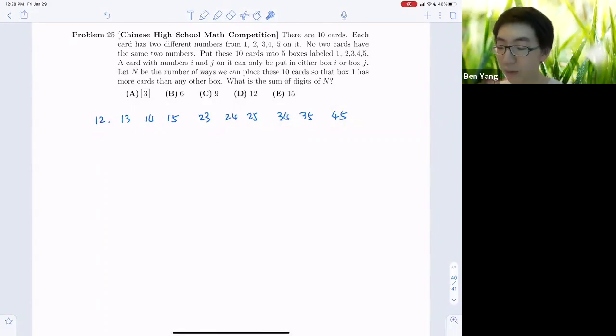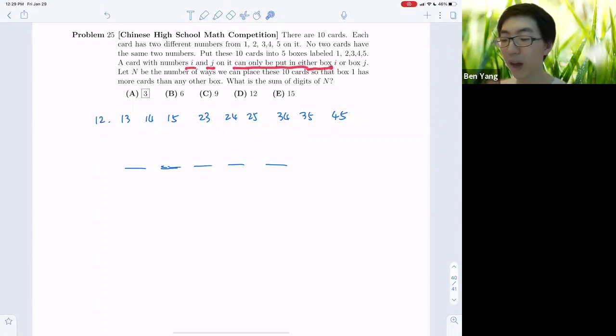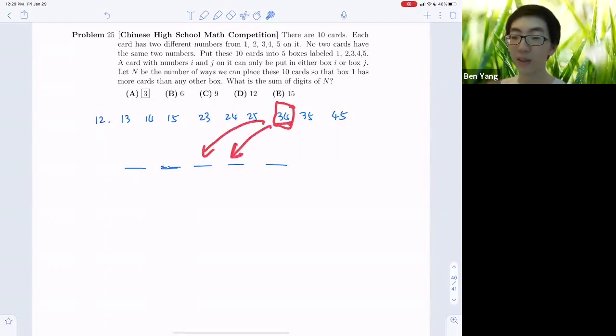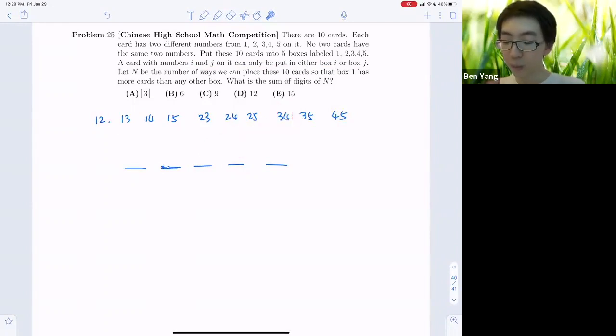We put these 10 cards into 5 boxes labeled 1, 2, 3, 4, 5. A card with numbers I and J on it can only be put in either box I or box J. So for example, the card 3,4 can only be put into the 3rd box or the 4th box because the card has the numbers 3 and 4 on it. Let n be the number of ways we can place these 10 cards so that box 1 has more cards than any other box. What's the sum of digits of n?